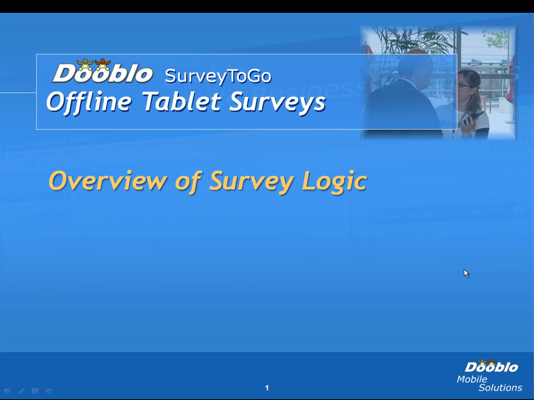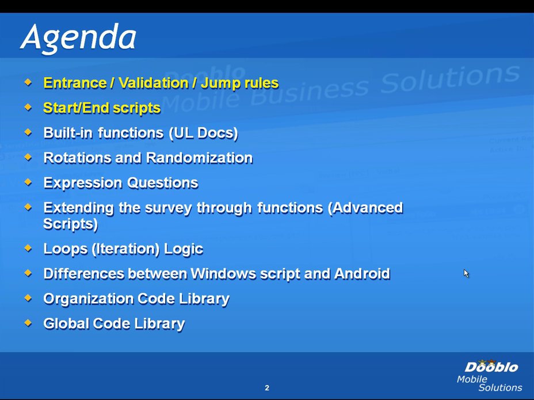In this video, we're going to cover survey logic. The first thing to do is understand the differences between entrance, validation, and jump rules, and how start and end script integrate into all of that. We'll then cover the built-in functions, rotations and randomizations, expressions, functions, loop, differences in scripting models, and code libraries. But let's start with the logic engine.